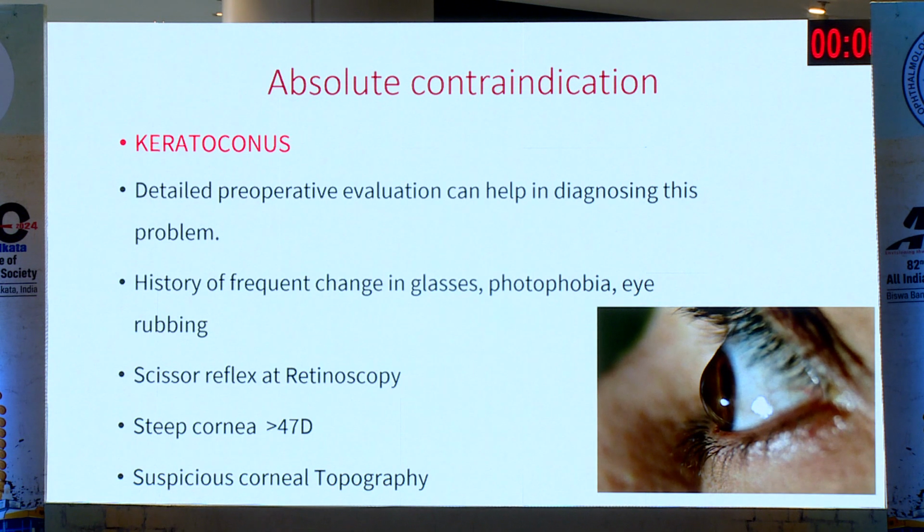Absolute contraindications: keratoconus. Any sign of keratoconus, straight no. Don't say that we can go with LASIK or Xtra if there is a sign of keratoconus. It's better not to do it at all. Go for the lens-based surgeries.